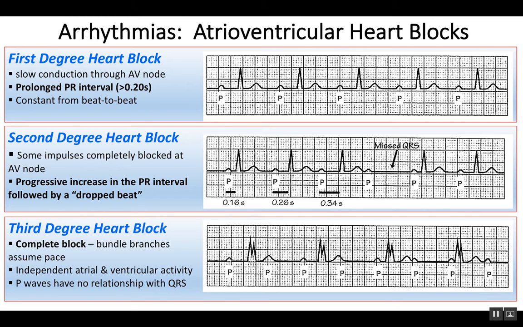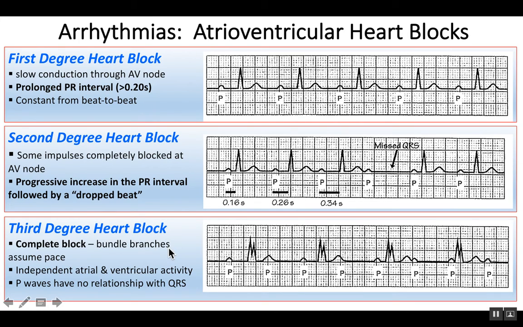But your heart has come up with a mechanism to survive. So during these complete heart blocks, the bundle branches assume the pace and kind of take over. The problem is they don't do it exactly the same way, and it can lead to improper blood flow. I'm not going to ask you to identify a third degree heart block. I will ask you to identify a first and a second.